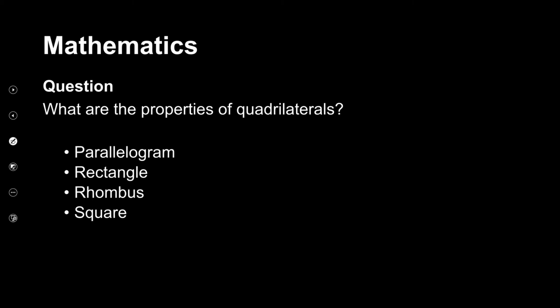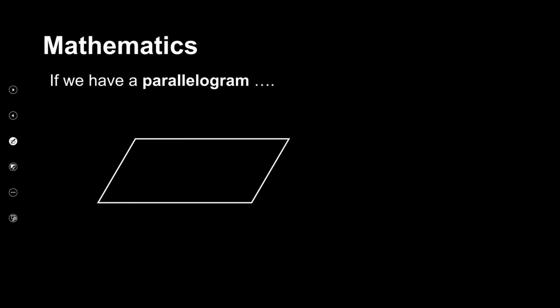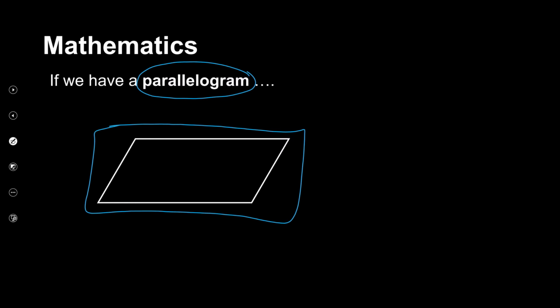Now, what are the properties of these quadrilaterals is what we're going to try and focus on. But first, let's look at a parallelogram. Now, the shape of a parallelogram looks something like this, right? But if I did not give you the diagram, or the word parallelogram in the statement, how would you then claim that this shape that I just drew here is a parallelogram?